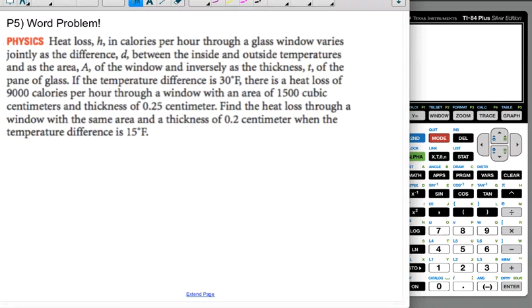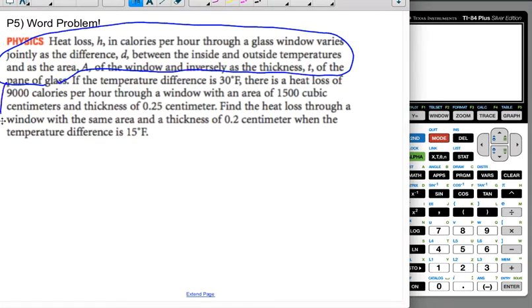Heat loss, H, in calories per hour through a glass window varies jointly as the difference D between the inside and outside temperatures and as the area A of the window, and inversely as the thickness of the pane of glass. Before you do anything else, it's worth figuring out what rather disgusting variation equation you get from this. The heat loss varies directly, or jointly rather, as both D and A, and inversely as the thickness. That's our equation, right? We're then given a bunch of values.